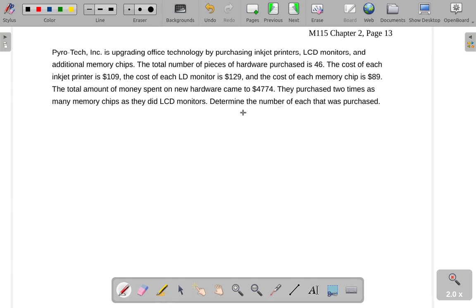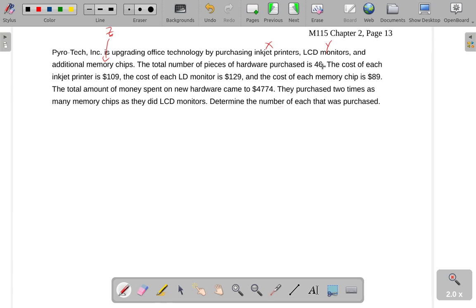Okay, so we're trying to figure out the number of inkjet printers, the number of LCD monitors, and the number of memory chips that were purchased. I'm going to go ahead and call this X, that Y, and this Z, just the number of each of these that are purchased. Alright, so I've defined my variables. Now I have 3 variables, so I need 3 separate equations, so let me just look through this.